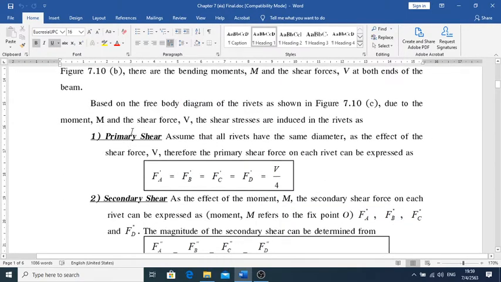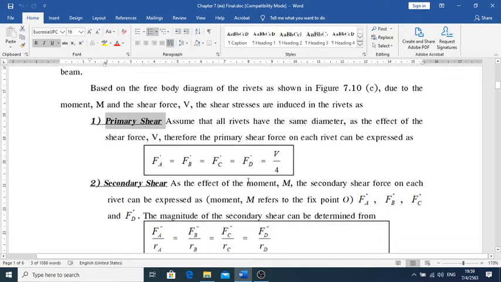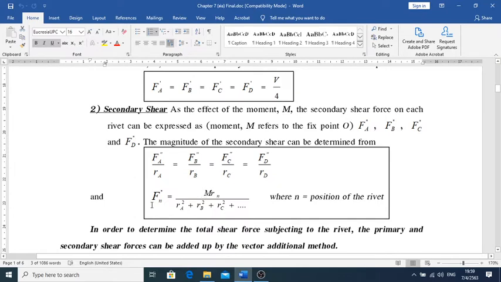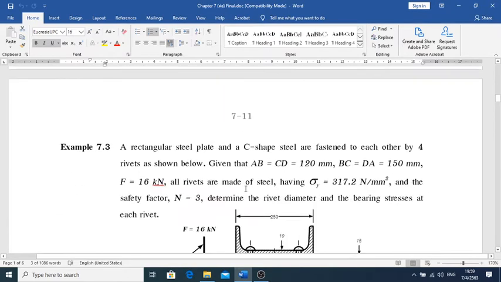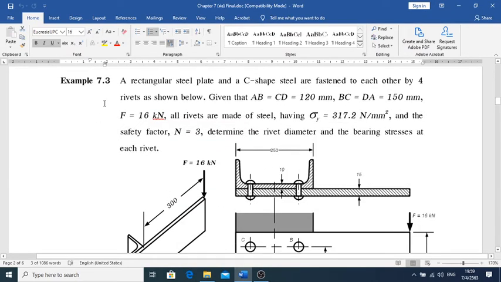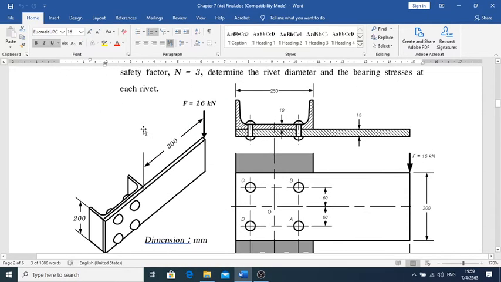Okay, we have a primary shear that I mentioned, which is going to be F A prime, F B prime, F C prime, F D prime, and then we're going to have F double prime respectively. Okay, and then we're going to add up the vectors by the vector addition method, things like that. Okay, let's see the example. Okay, the figure is going to show you there.